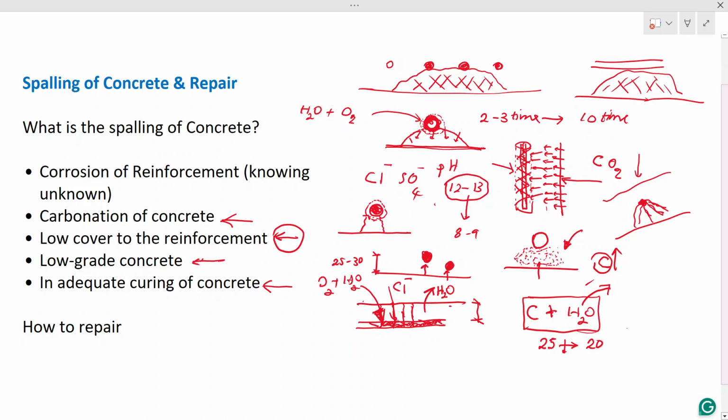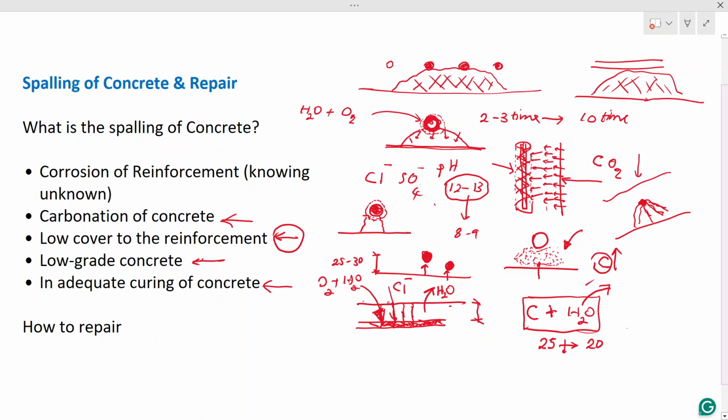So it's now clear to you what the main causes of the spalling of concrete are, how we can avoid those, and what precautions we should take to avoid the spalling of concrete. Next, we are going to discuss the repair method.